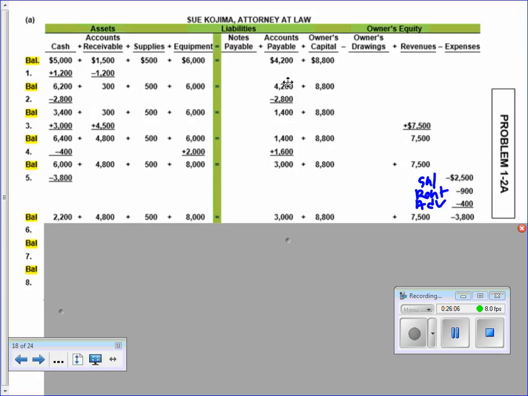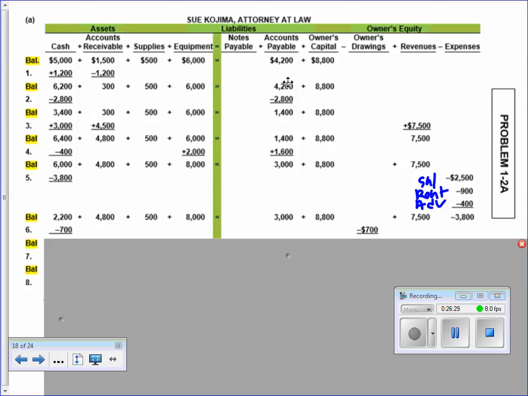All right. Withdrew. What's another word for that under the owner's equity umbrella? What's another word for withdrew? Drawing. Withdrew $700 in cash for personal use. I see another word, cash. Can the owner do that? Sure he can. Cash is going to go down, but so is drawing.